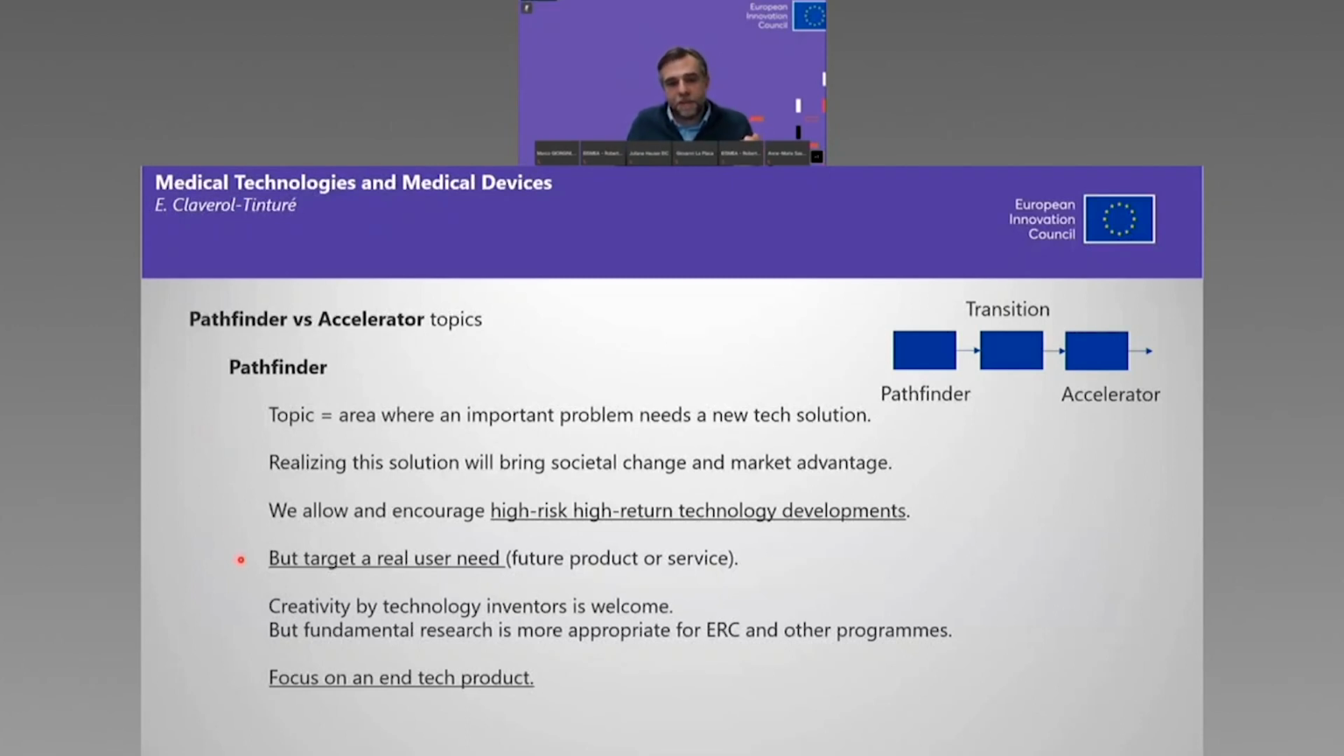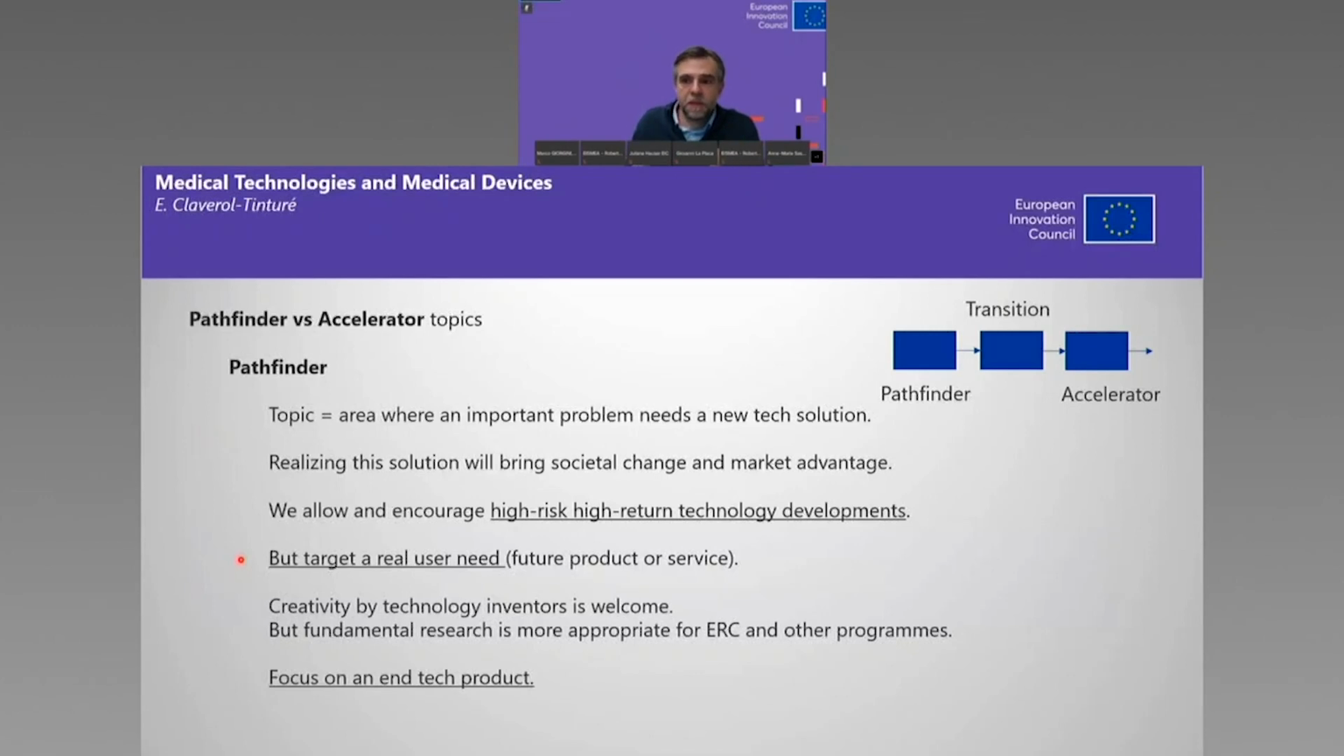For those projects in Pathfinder, we also request, and we will be persevering and intensifying this take, that they should have a focus on a real user need. In our case, in MedTech, it's a patient, it's a clinician, maybe it's pharma, but there must be a very clear user need.